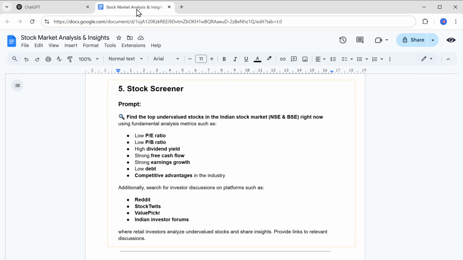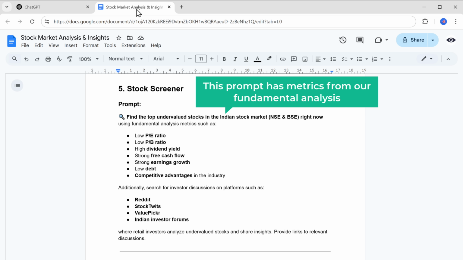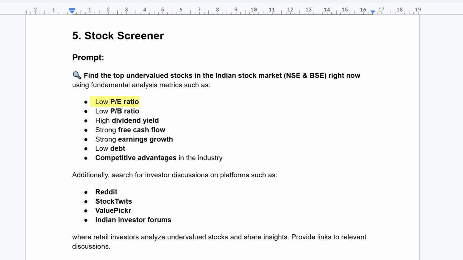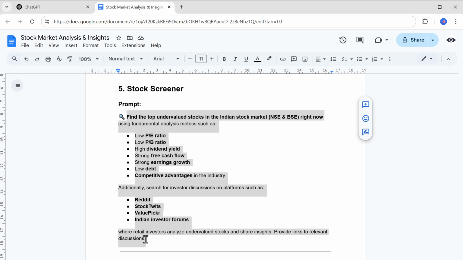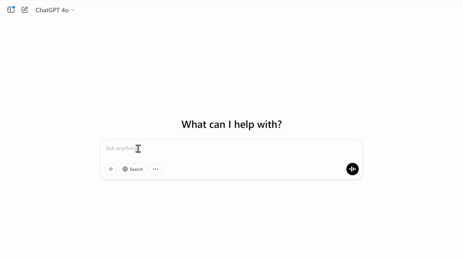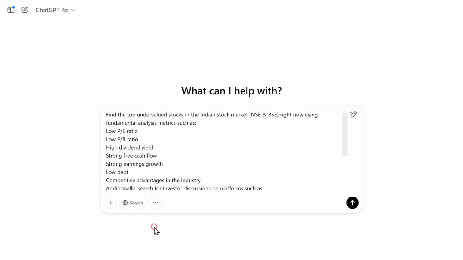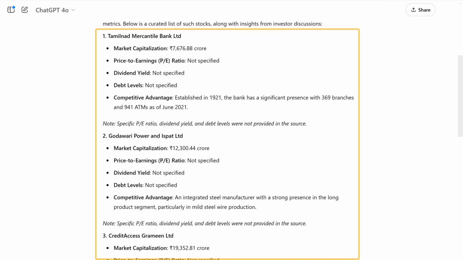So to do that, let's again go back to the document. And here's the prompt. As I mentioned before, this prompt has the metrics from our fundamental analysis such as PE and PB ratio, dividend yield, and so on. Along with that, the prompt will also collect information from various websites like Reddit and StockTwits to give you the most relevant and accurate answers. So copy this prompt, come back to ChatGPT, paste it, and click here. And there we go. We got a list of undervalued stocks along with their details.